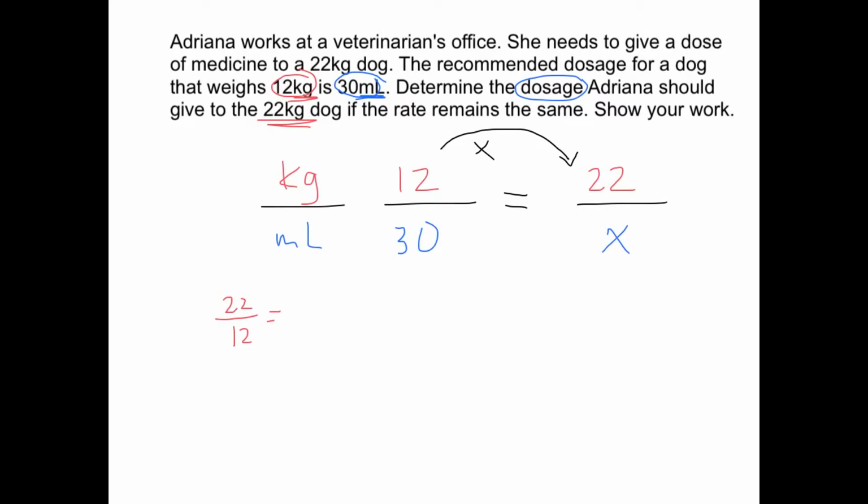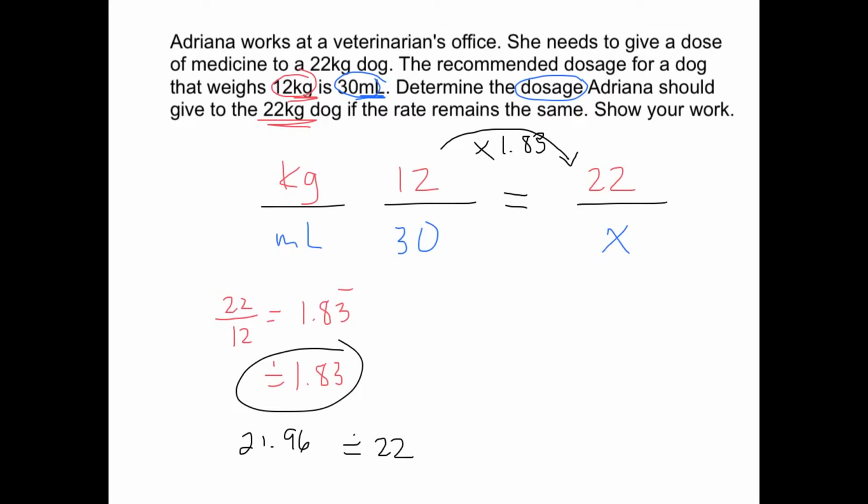We get an answer that's a repeating decimal. The answer is 1.83 repeating. Let's round this number to the nearest two decimal places. We'll keep it at 1.83. That means that 12 times 1.83 should give us 22. Try that on your calculator. What do you think might happen? Well, since we rounded our scale factor, the answer is actually 21.96, which is approximately equal to 22. Our answer is going to be close, but it might not be completely accurate.